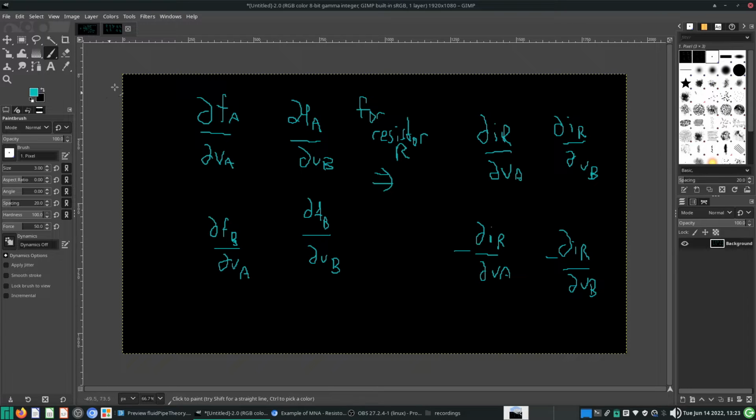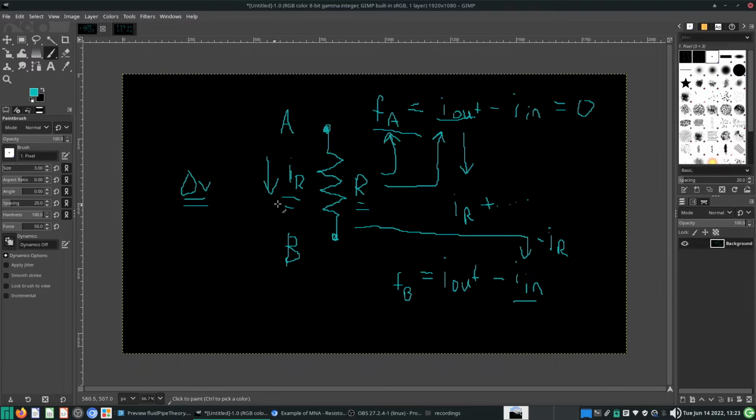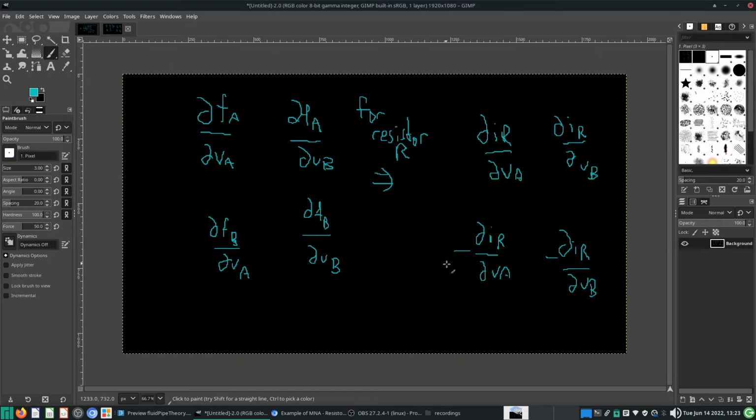So what's this? Why is this here? Because the only contribution to the current balance of a FB is IR, or rather minus IR, because I in is by definition negative if you put current into this node. That's why there's a minus sign in front. So we have to account for that. So these are the only four terms we need to consider with respect to the Jacobian.